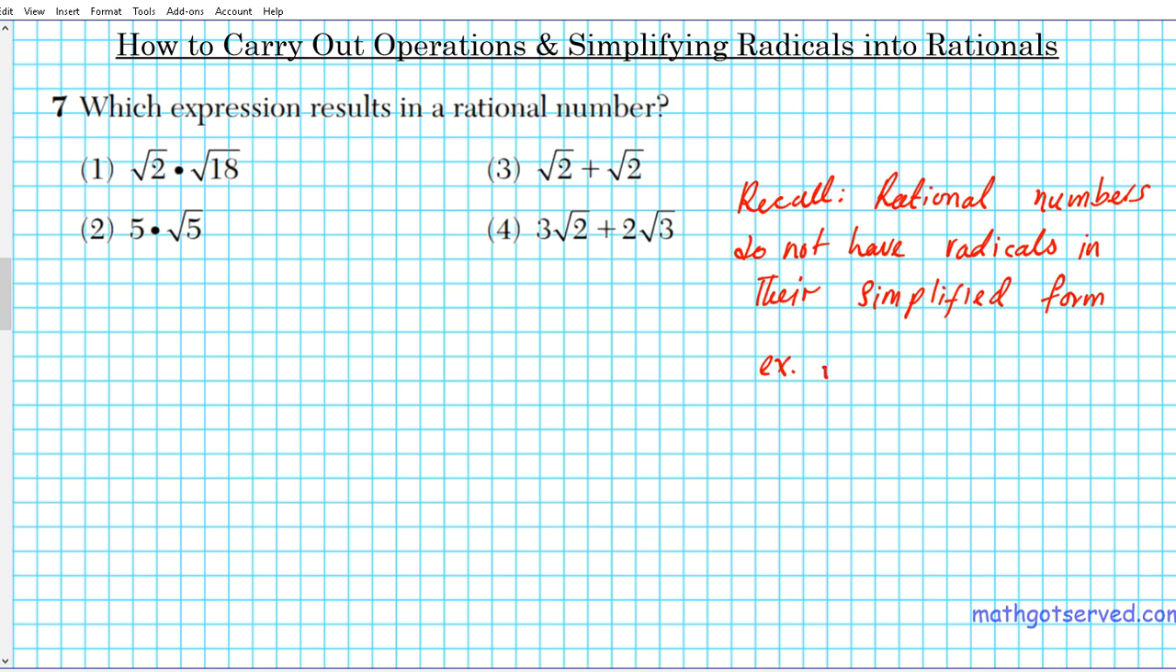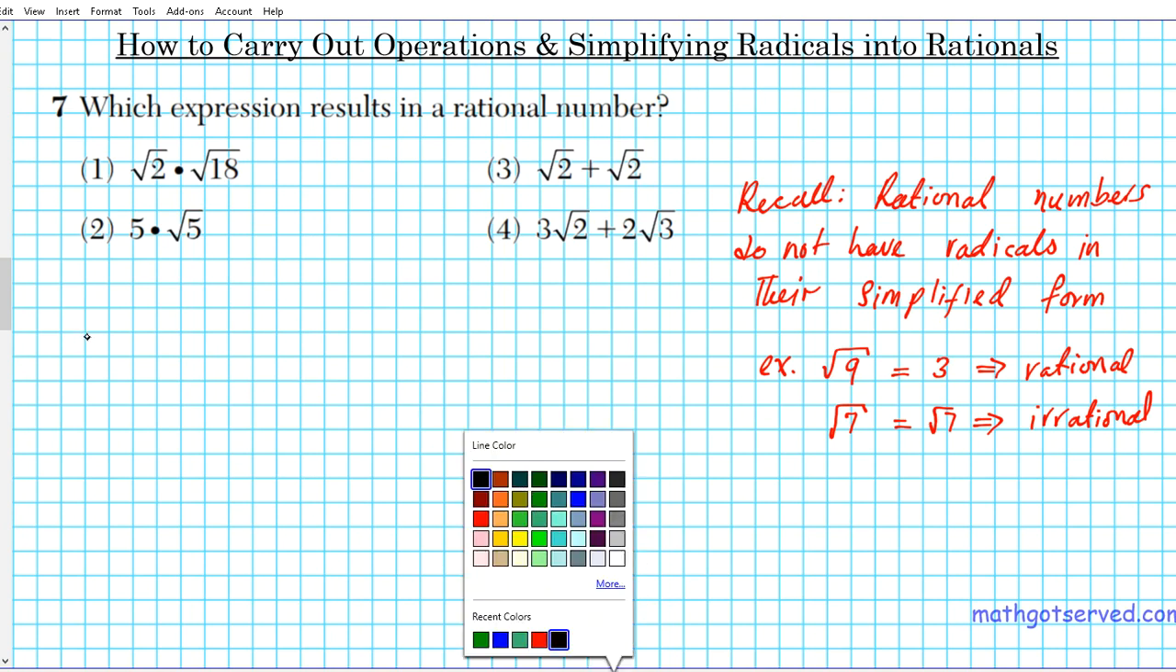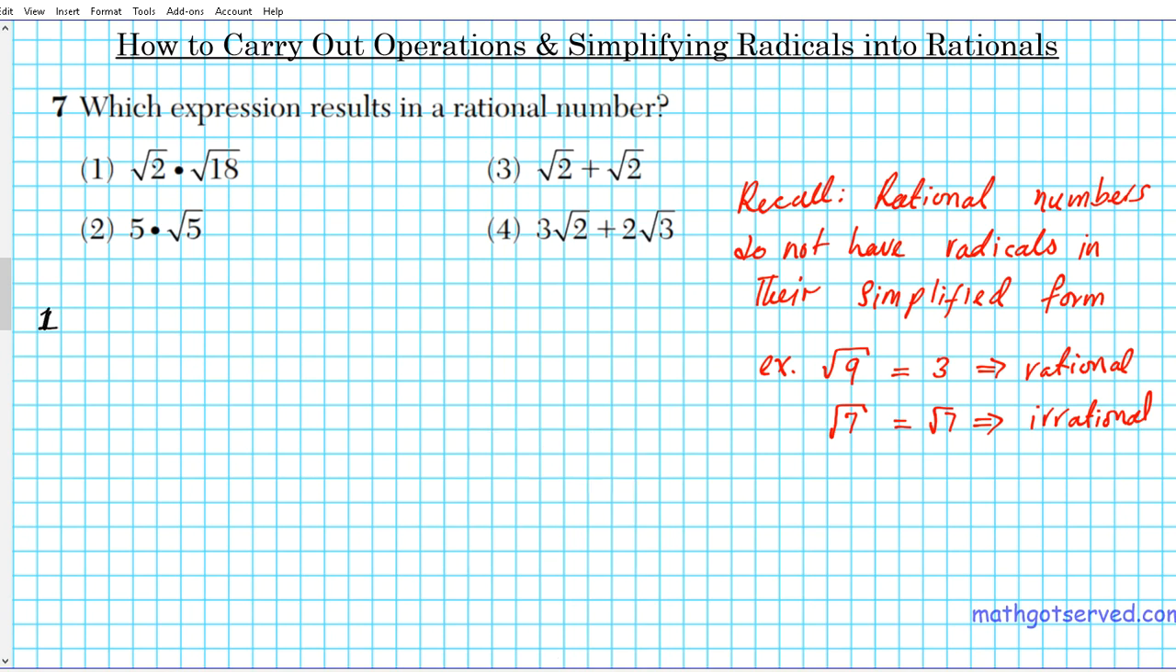For example, the square root of 9. Okay, this is a radical. If you simplify the square root of 9, you get 3. Since the radical is gone, that means that this is a rational number. Alrighty. For example, let's consider another example. Root 7, for instance, in its simplest form, root 7 is just root 7. So this is irrational. Alright, so hopefully you see the difference. Okay, so we're gonna simplify all these alternatives that we have. As soon as we hit one that does not have a radical in its simplified state, then we know that's the correct answer. Question 7, option one, root 2 times root 18.